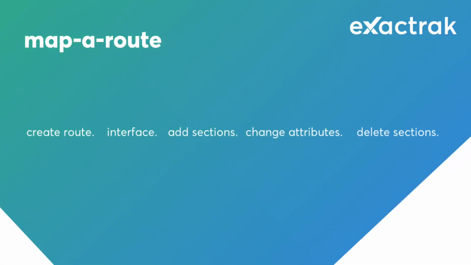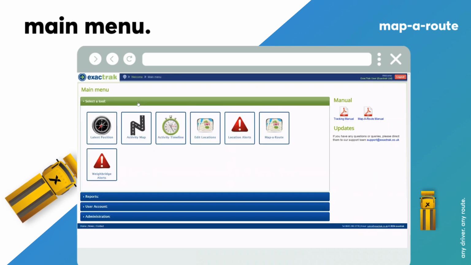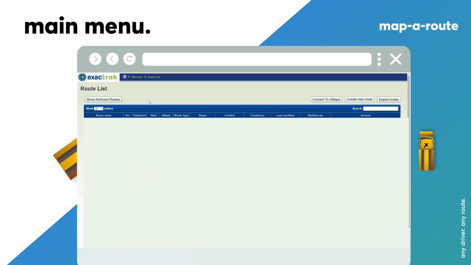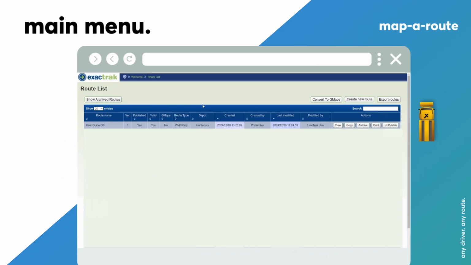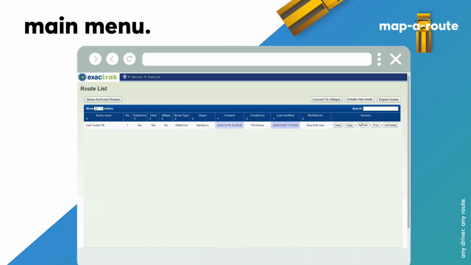Let's get started. When you select the Map a Route function, you'll be taken to the Map a Route menu. This menu gives you access to key options, including showing archived routes, converting routes to Google Maps, creating new routes, and exporting routes. If you already have existing routes, they'll be listed here for easy access.